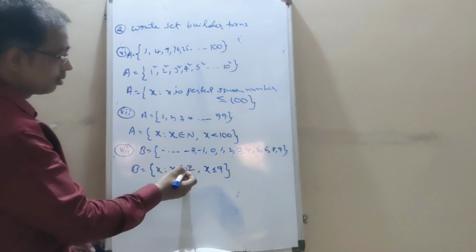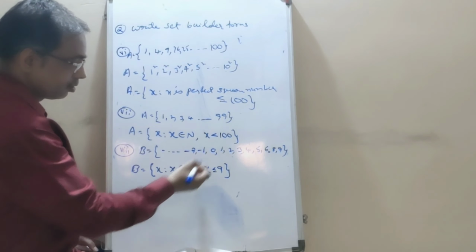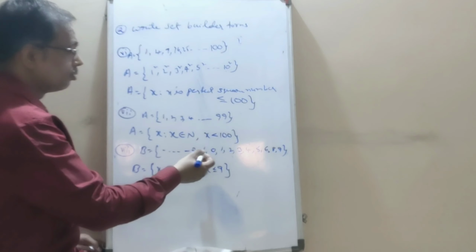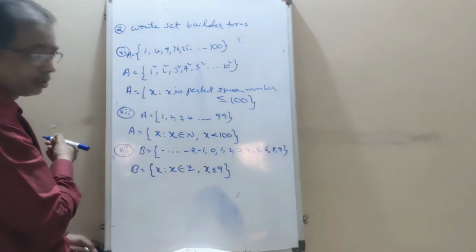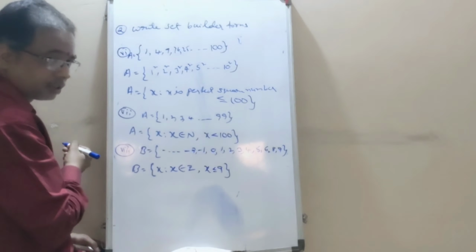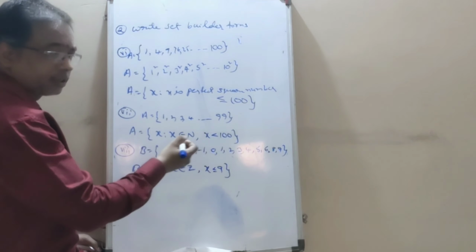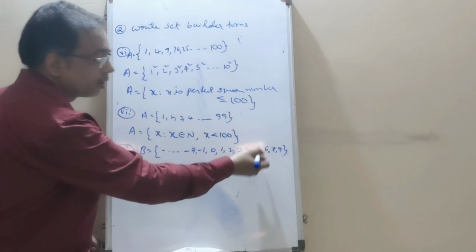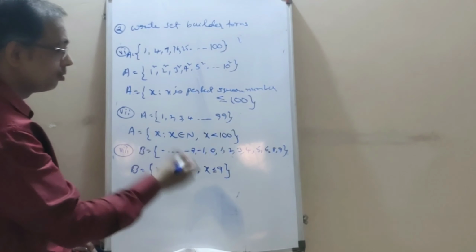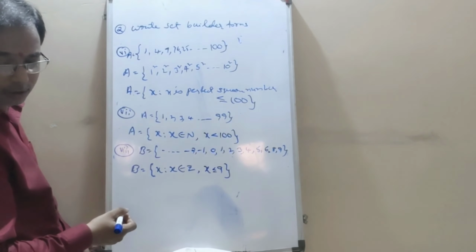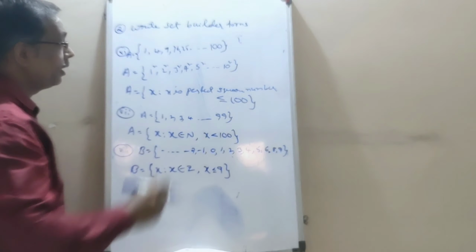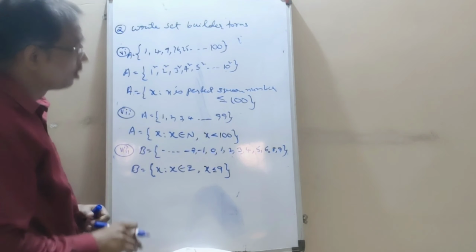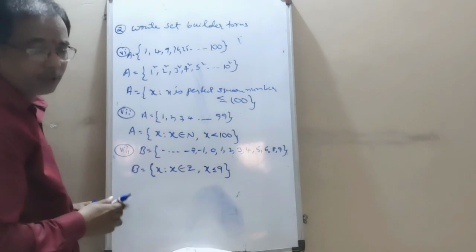Okay. So here Z represents the integers. That's why we're writing the integers. You may write from -2 or -3 up to so on the left side. For example, we have to start with -4, -3, -2, -1, 0, 1, 2, 3, 4, 5, 6, 7, 8, 9, up to 9 you must write. Okay, so like this are the types of sums of the set builder forms.